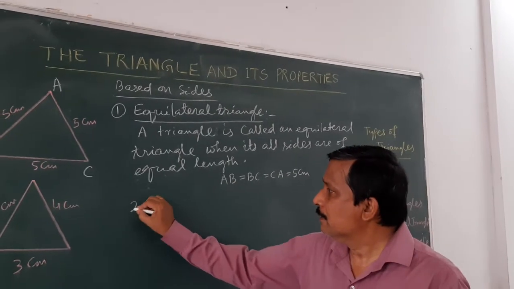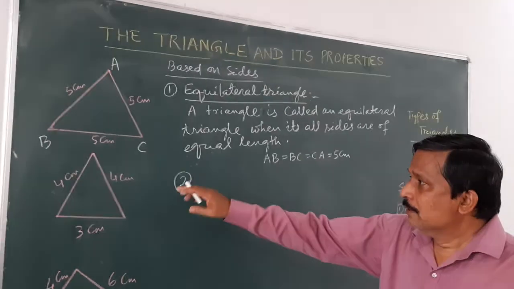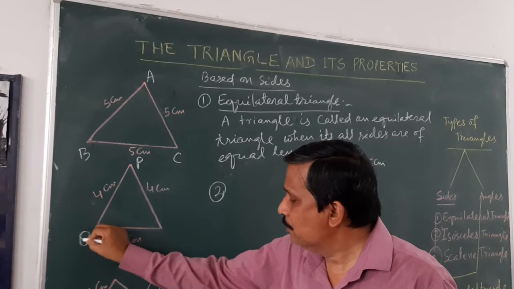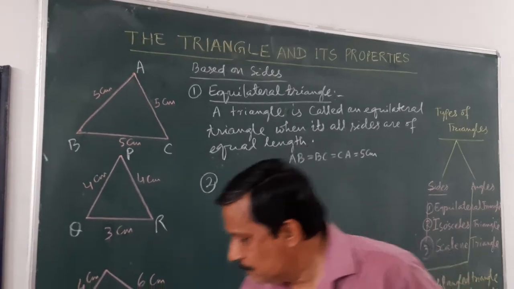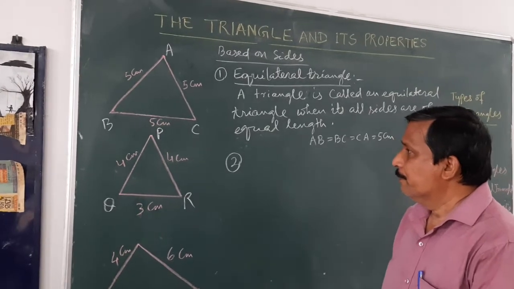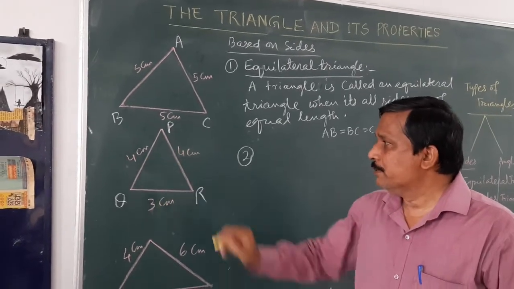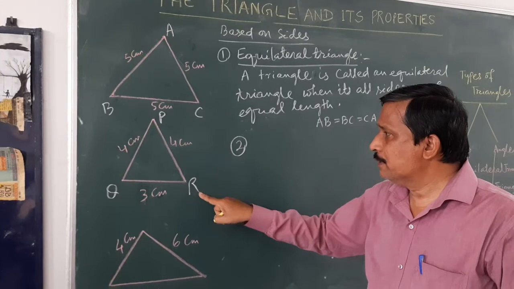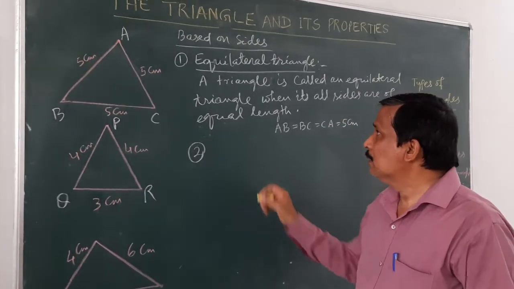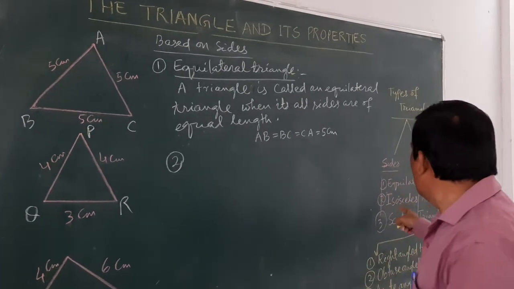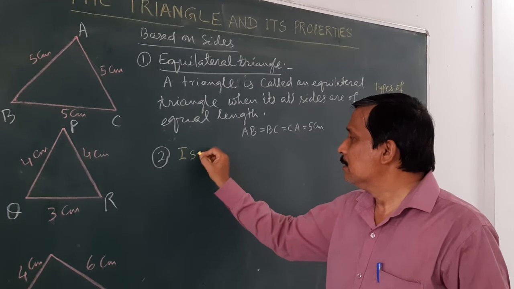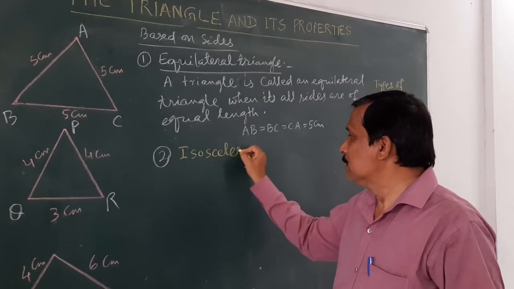And now the second figure. The second figure shows P, Q and R. If you see here, PQ is 4 centimeter, PR is 4 centimeter, but QR is 3 centimeter. So it is called an isosceles triangle.